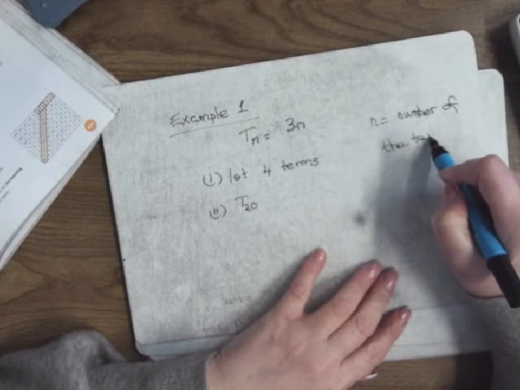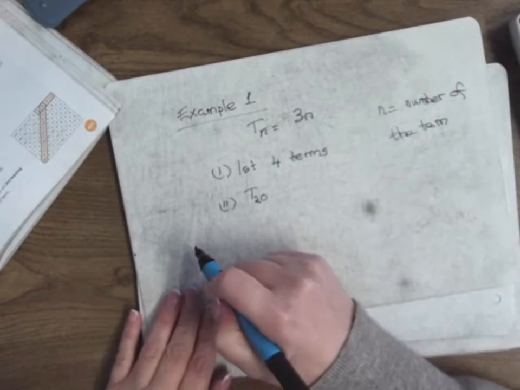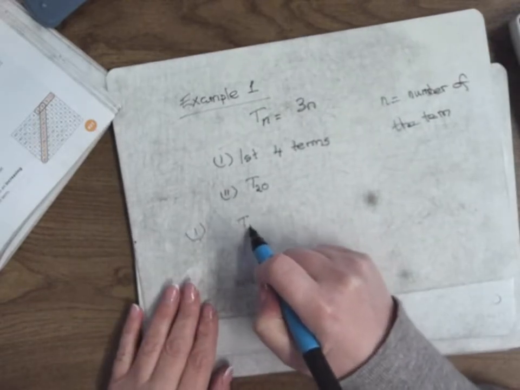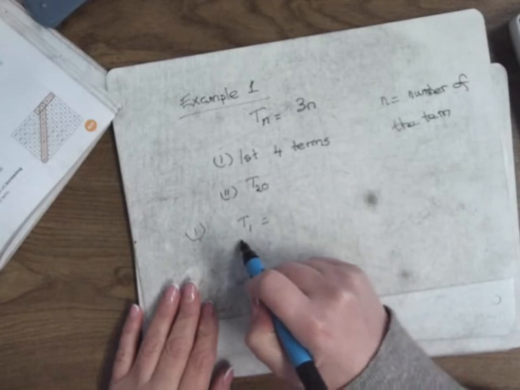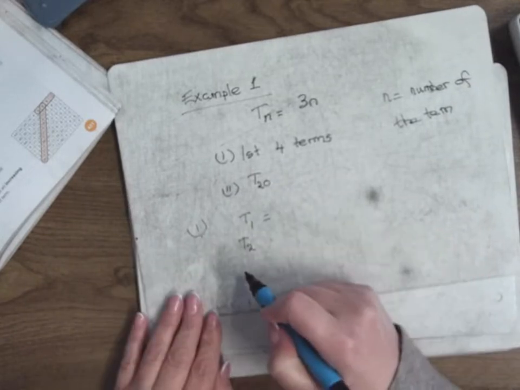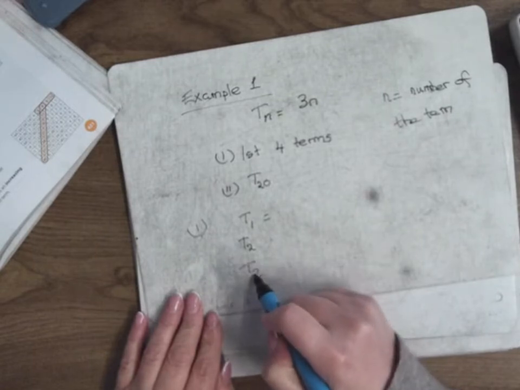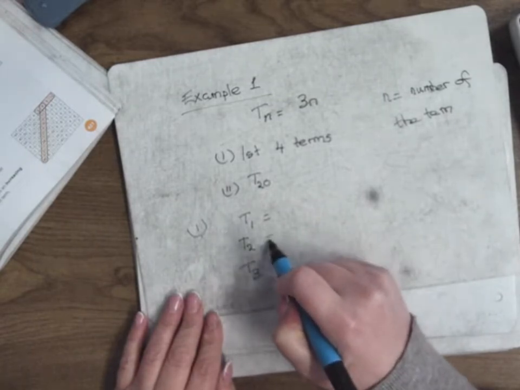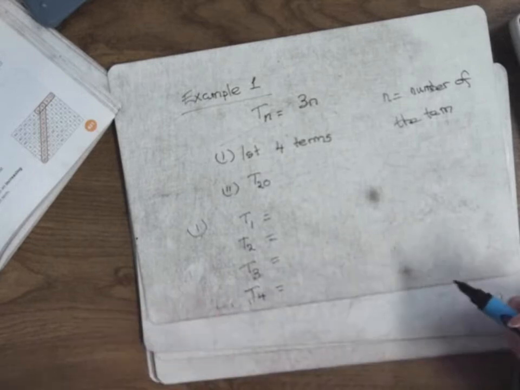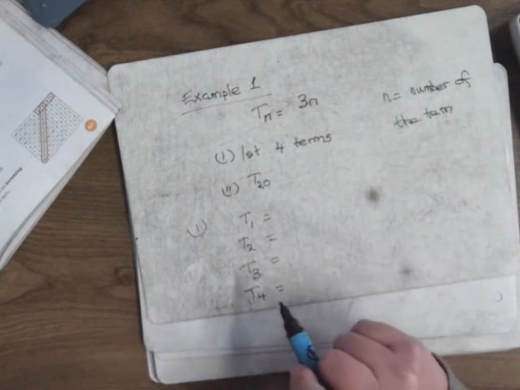So for part 1, I have to write out the first 4 terms. So I have to write out what T1 is, what T2 is, term number 1, term number 2, what term number 3 is, and what term number 4 is. Is that okay? So that's what they want me to do. Is everyone okay with me?